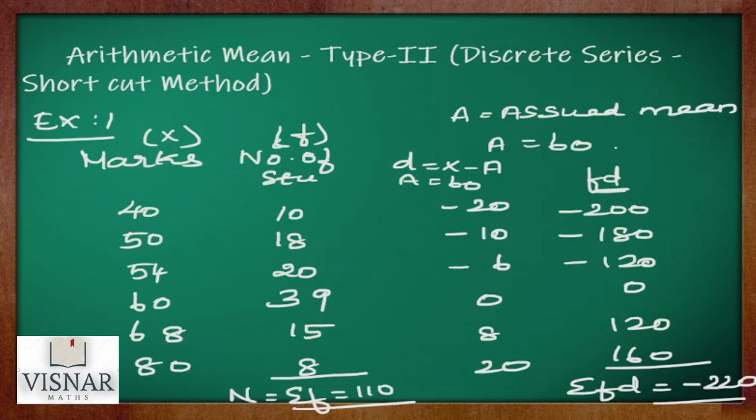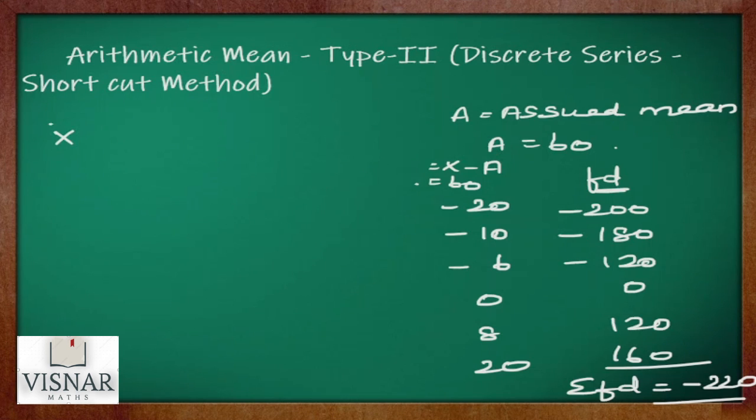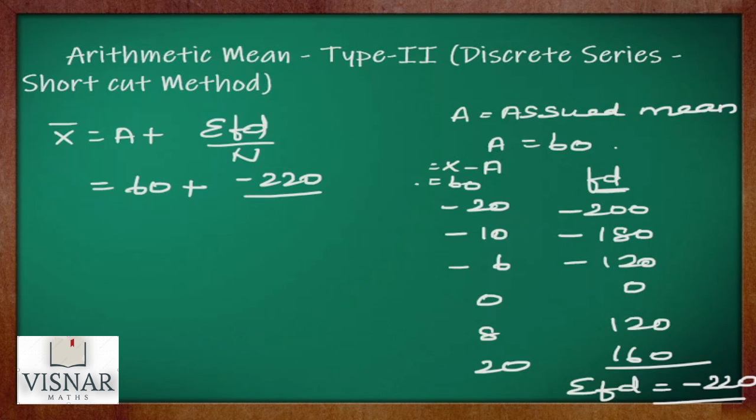Then next, apply it in the formula. X bar equal to a plus summation fd divided by n. A is 60, we already fixed. Summation fd is minus 220 divided by n. N is what we got? 110. Right? So 60 minus 220 divided by 110 is minus 2, which is 58. X bar equal to 58.